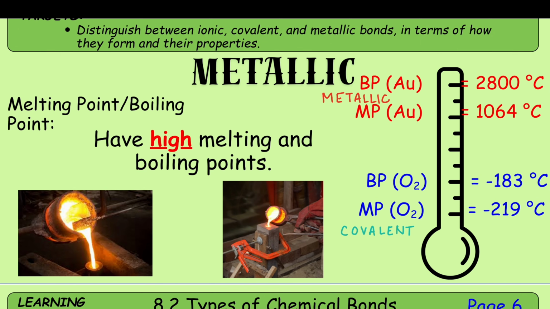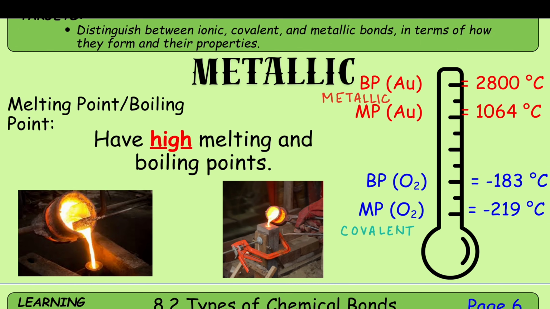Substances with metallic bonds are also going to have high melting points and boiling points, like ionic compounds. If you compare the melting point and boiling point of a covalent substance like oxygen, which are very, very low, to those of pure gold, pure gold melts at 1064 degrees Celsius and boils at 2800 degrees Celsius. So very, very, very high.